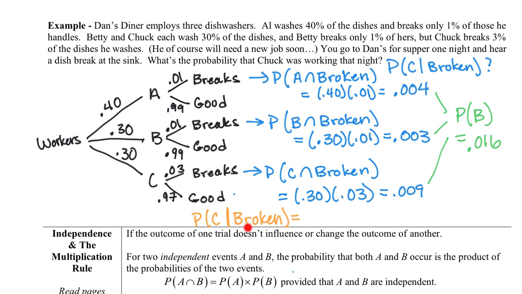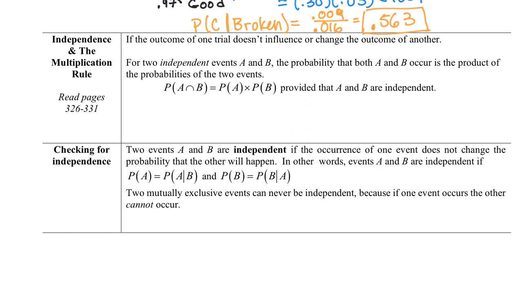So to find the probability of given any broken dish that Chuck must have been working would be the probability of Chuck and broken, which is 0.009, and the probability of all broken dishes, which is 0.016, and together that is 56.3%. That is not good. I think Chuck's going to get fired. So of all the dishes that were broken, Chuck broke over 56% of them. That's what that is saying. We have one more concept to finish up here.